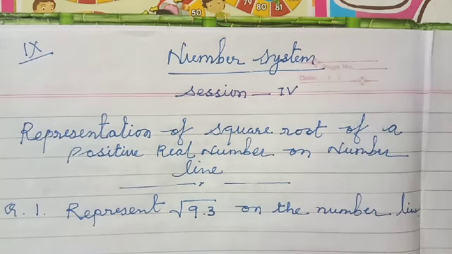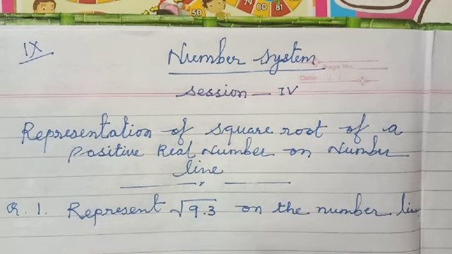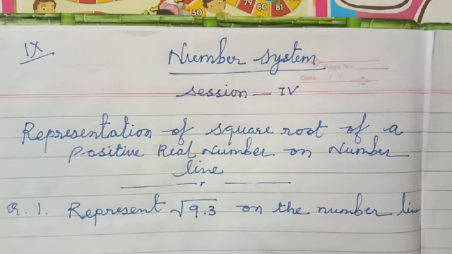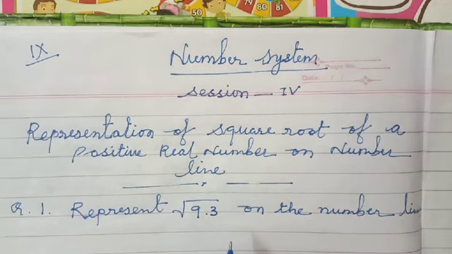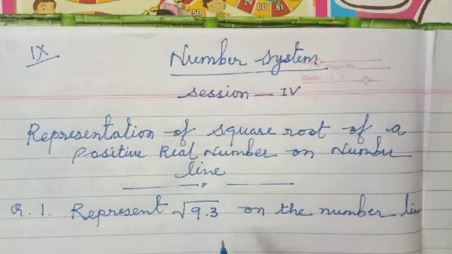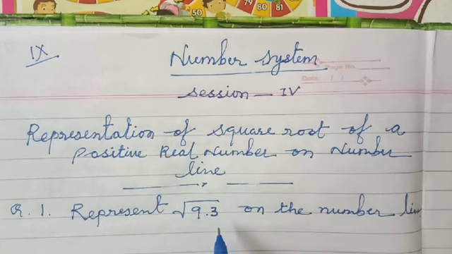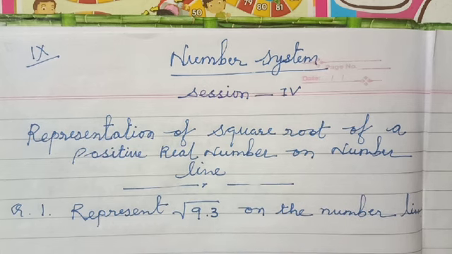In previous sessions we taught the representation of irrational numbers like root 2, root 3, root 5, root 7 on the number line. But in this session we should learn the representation of the square root of positive real numbers. Which type of positive real numbers? Square root of positive real numbers which are in decimal form.